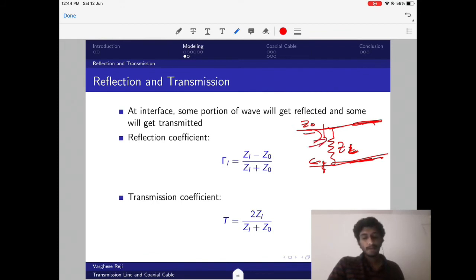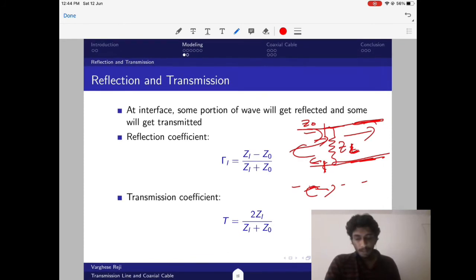So some waves get reflected, some will get transmitted. In practice, this can happen in every point of a line. That means in every point some waves will get reflected and some waves will get transmitted. This can happen in every point.